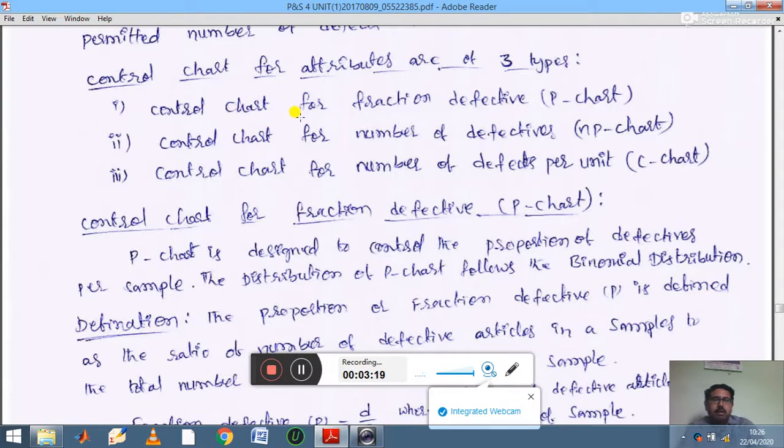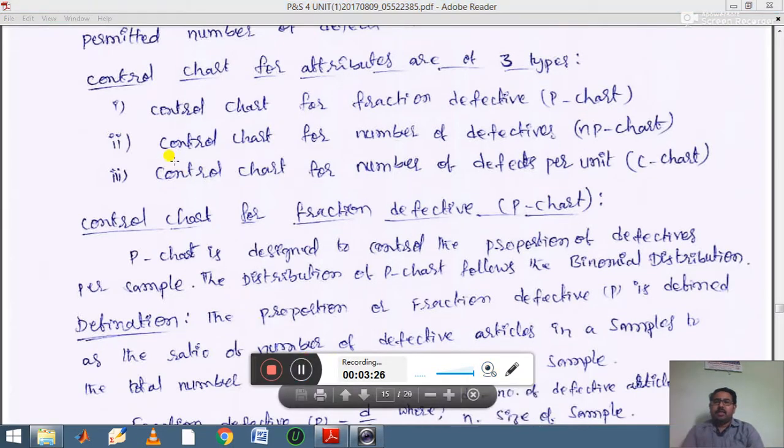Control charts for fraction defective, the P chart. Second, control chart for number of defectives, known as the NP chart. Third, control chart for number of defects per unit, this is the C chart. Mainly we are focusing on the P chart and the C chart. Once again, the P chart is the control chart for fraction defective, and the C chart is the control chart for number of defects per unit.